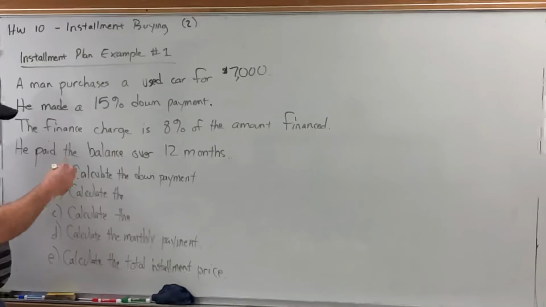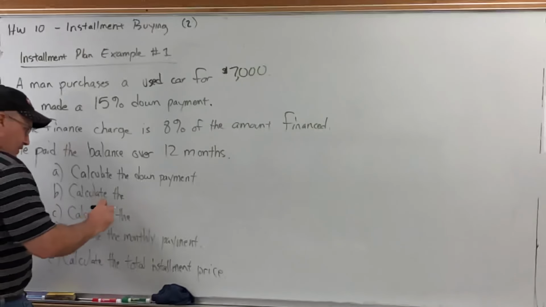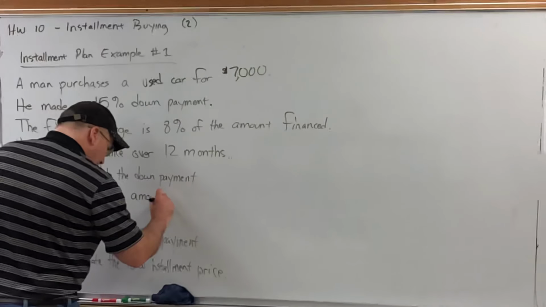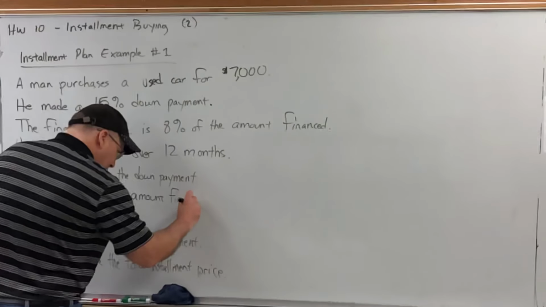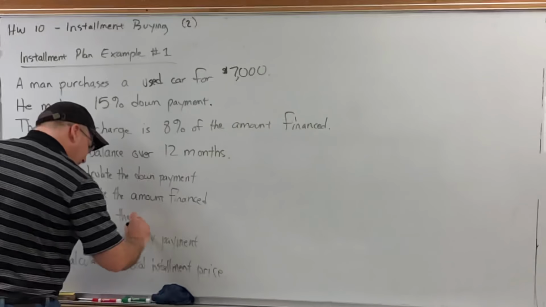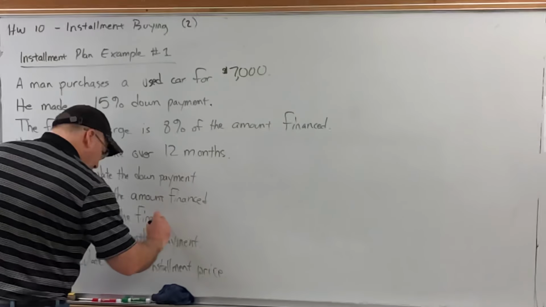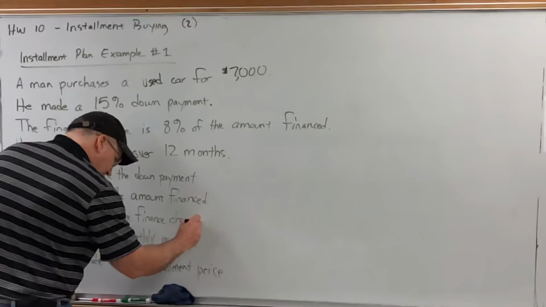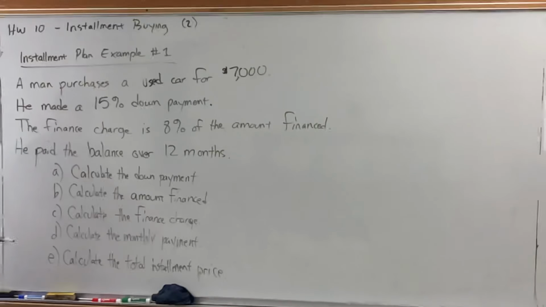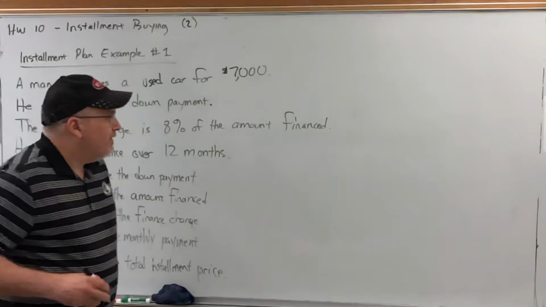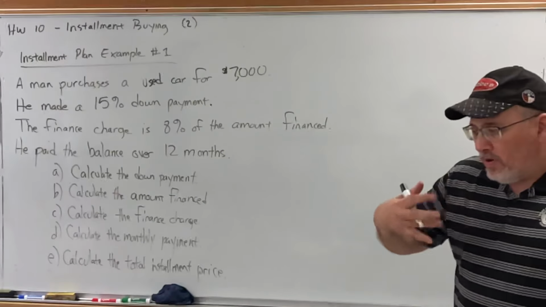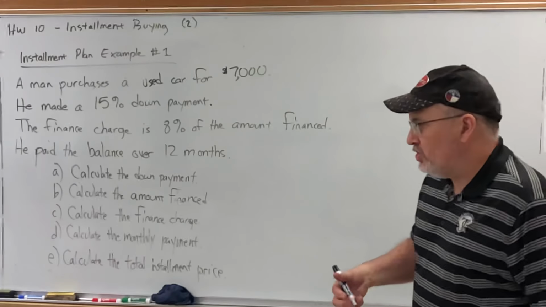For the first part, we're going to calculate the down payment, and then for the second part, the amount financed. For the third part, we're going to calculate the finance charge. After we calculate the finance charge, we're going to calculate the monthly payment, and then finally, the total installment price. Individually, these aren't difficult. It's just knowing what question you're attempting to answer on each one.